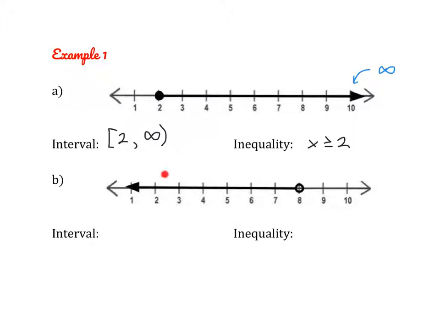Now let's try this other one. This number line represents all of the x values that are smaller than 8 and not including 8. So we can say x is less than 8. The numbers included are all of the numbers smaller than 8, but not including 8 because it is an open circle.